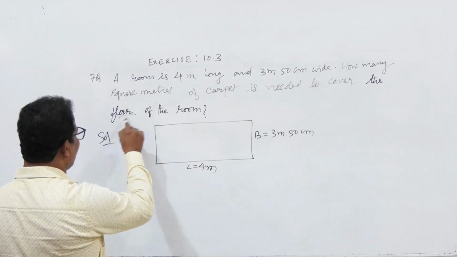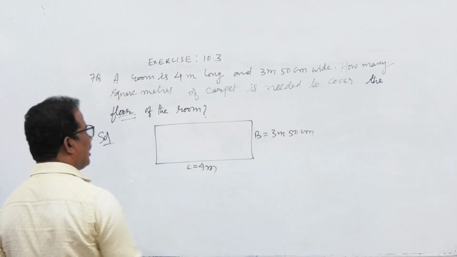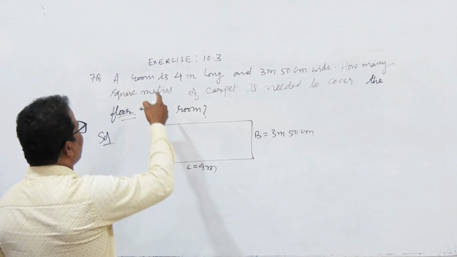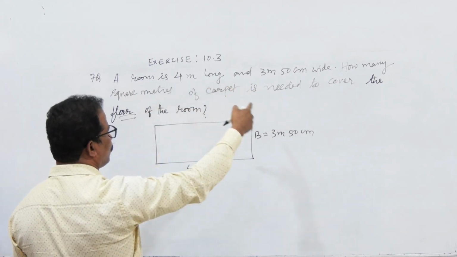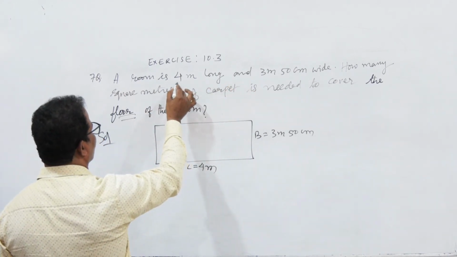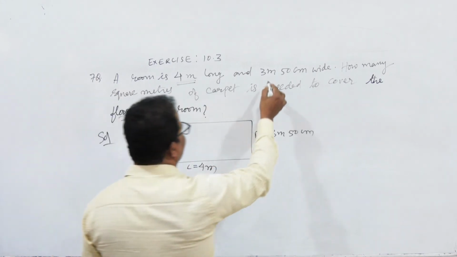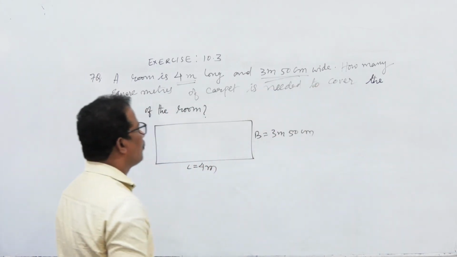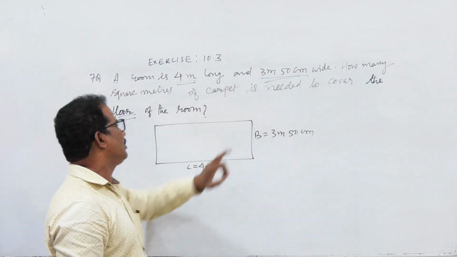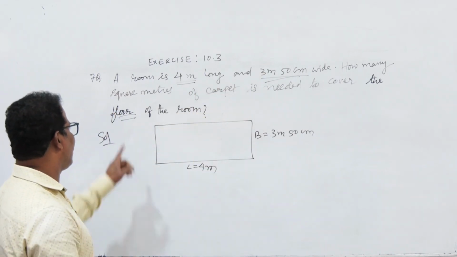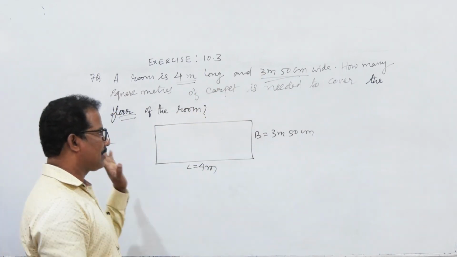So the floor is in the shape of a rectangle. How can we know this? By seeing the measurements of the room, or the dimensions of the floor. Because the length is 4 meters and the breadth is 3 meters 50 centimeters. By seeing these two dimensions, we came to know that the floor of the room is in the shape of a rectangle only.